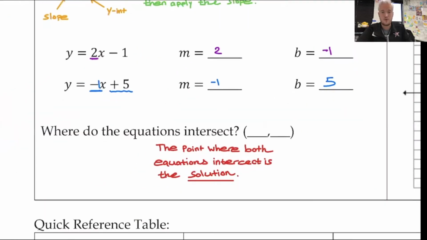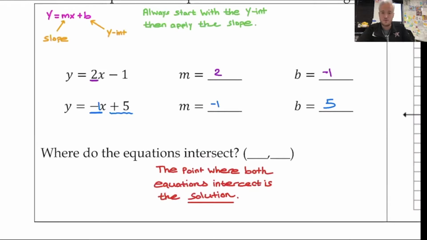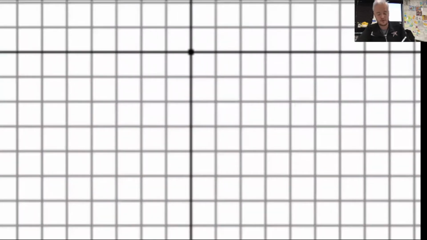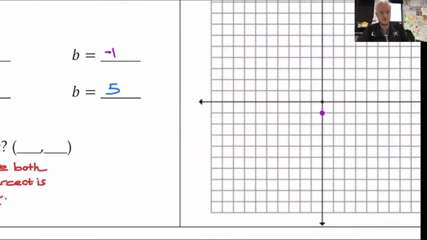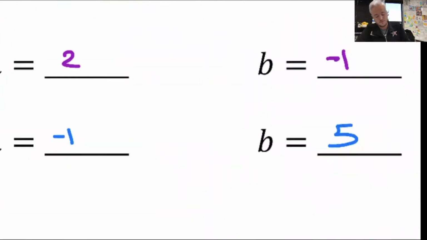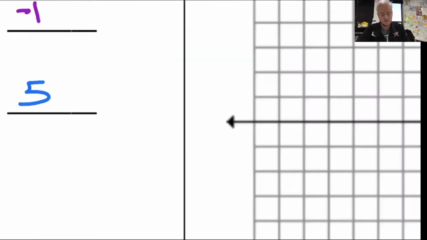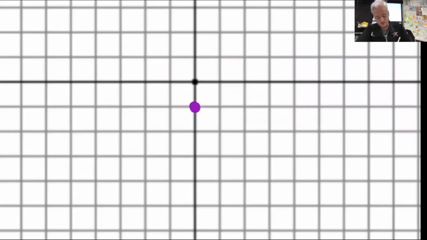All right, so now I want to graph both of these equations. I highly recommend using different colors, at least two, one color for each equation. I'm going to use purple for my first equation. I'm going to start with the y-intercept when graphing, so start at negative 1, and then apply a slope of 2. For a slope of 2, rise over run is 2 over 1, which means I'm going to go up 2 and right 1 from my y-intercept. I'm going to put a point.